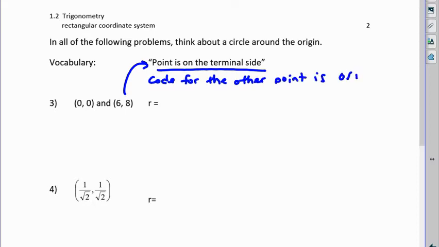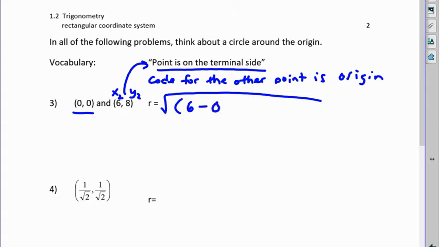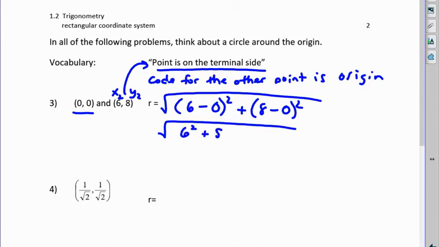Is origin. And so if that's the case, that's why I'm able to know that it's 0, 0. So if I have that, it makes this formula so much easier, because if I go back to my distance formula and this is my x2 and my y2, so 6 minus 0, because that's x1, squared, plus y8 minus 0 squared. Notice how, when you have something in the Cartesian system that is on the terminal side, it's basically just the Pythagorean theorem.